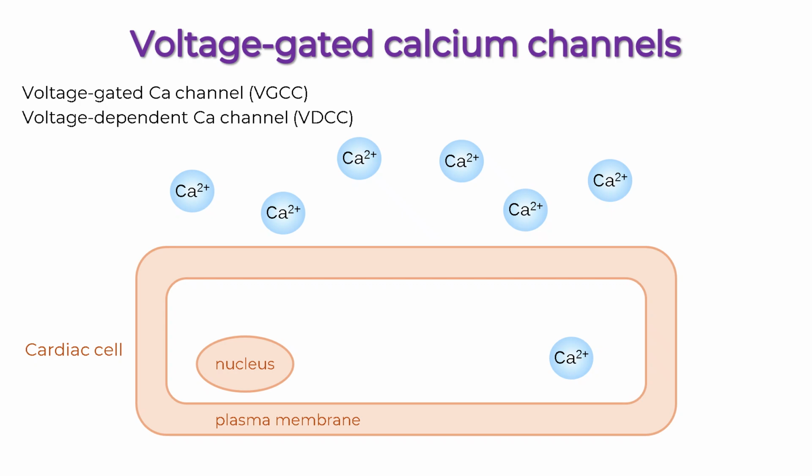A voltage-gated channel is a large protein molecule that spans the cell membrane and has a variable channel or pore running through its centre. The pore can open or close in response to a change in membrane potential.